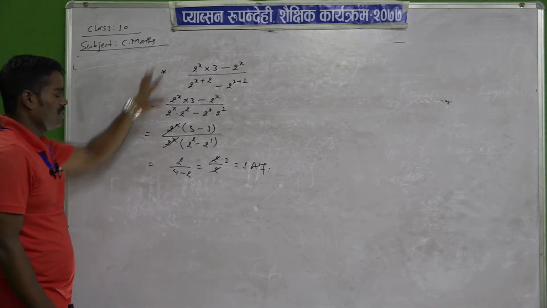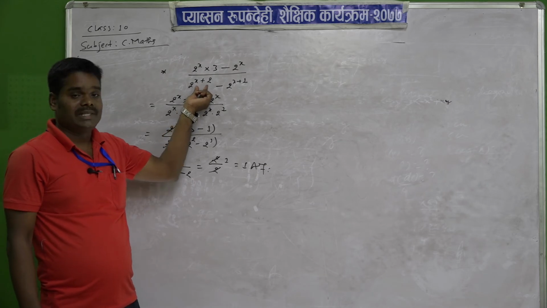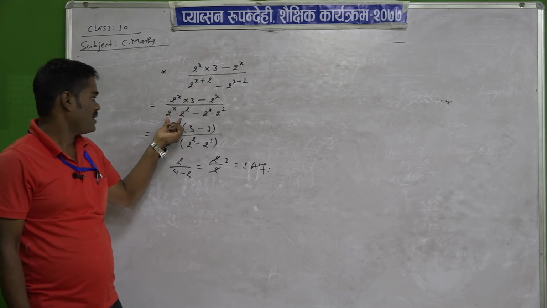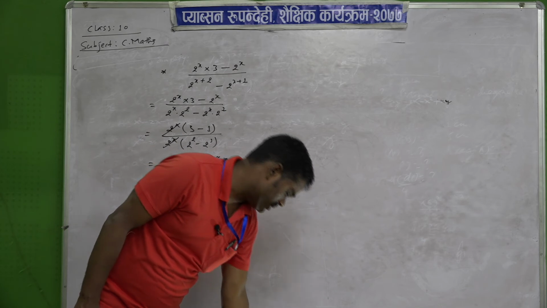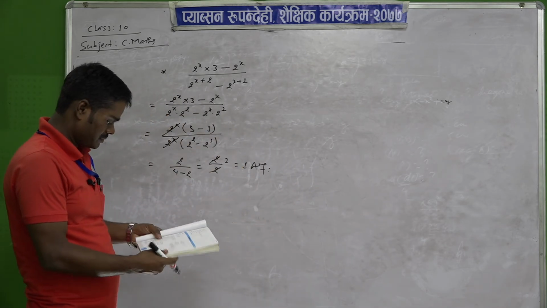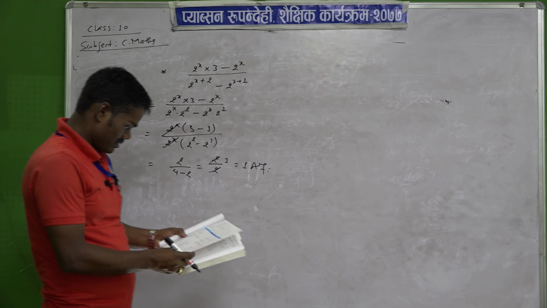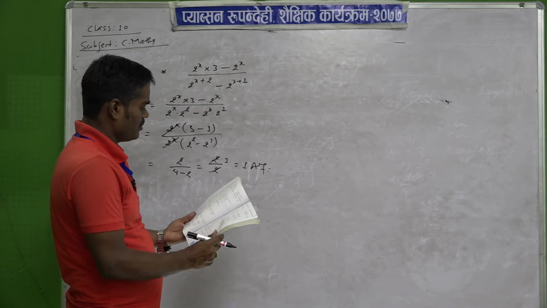In this way you have to solve. See here, powers are added, so you have to separate the base, and then after you have to take the common if there is common. So see one more question.